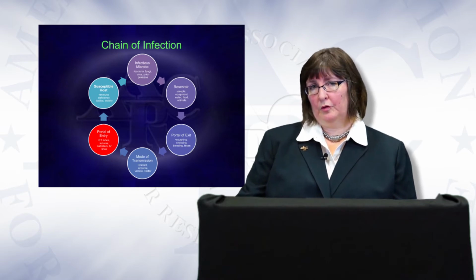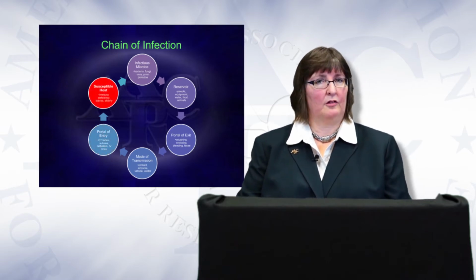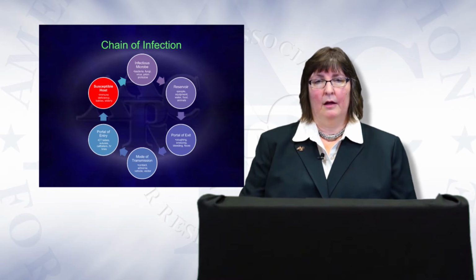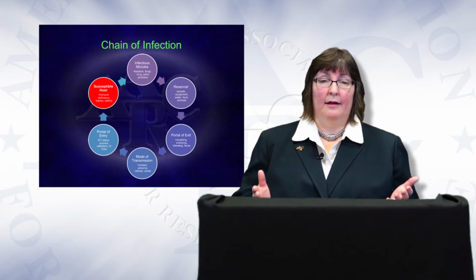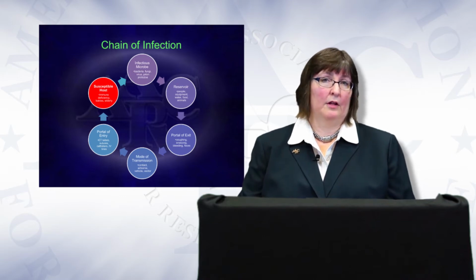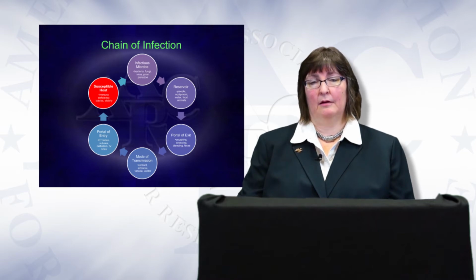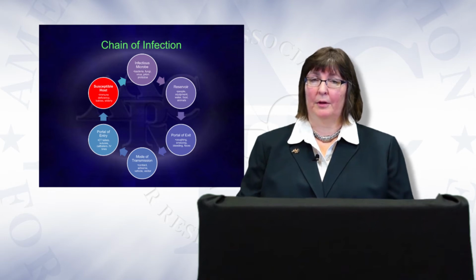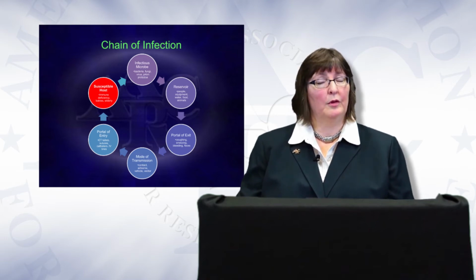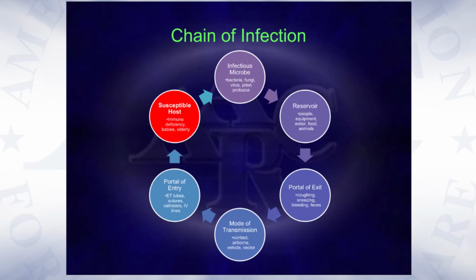So let's talk about the host for a little bit. That's the next step in that chain of infection. The host, if healthy, usually doesn't develop an infection. But factors can make or break infectivity. The older a patient is, or the younger a patient is, can affect how immune they are to any kind of pathogen. If they have comorbid conditions, which many of our patients do, they can also be more susceptible to an infectious agent.